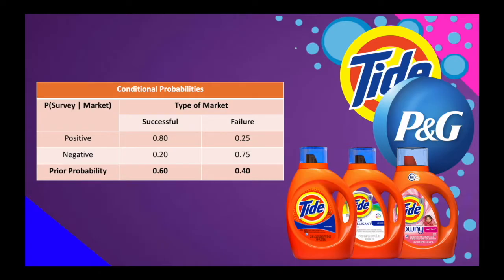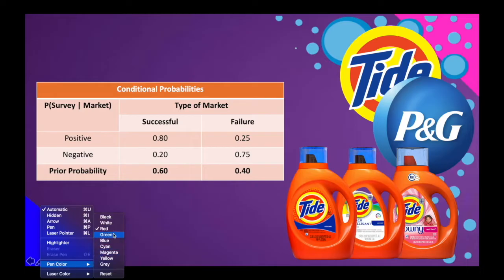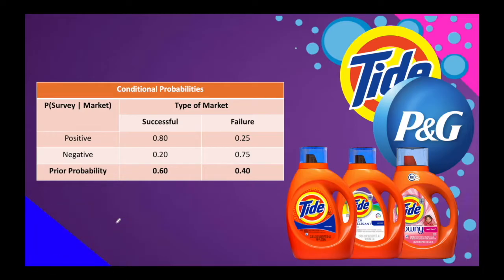Okay? So, here, we have the P of survey and vertical line market. So, what does this mean? Mathematically speaking, guys, this is read as probability of the survey given the certain market condition. Example, probability of a positive survey given, so take note, yung vertical line natin is given that the market is successful. So basically, that is 0.8 by just simply checking our table.